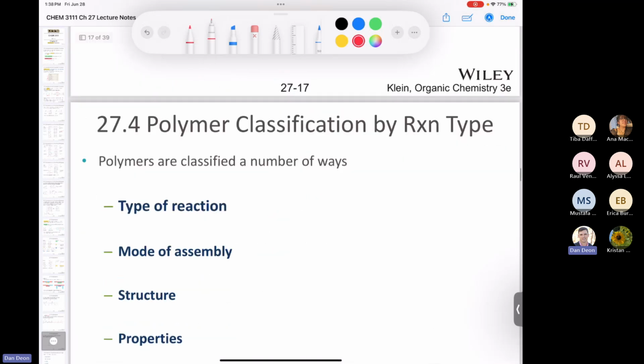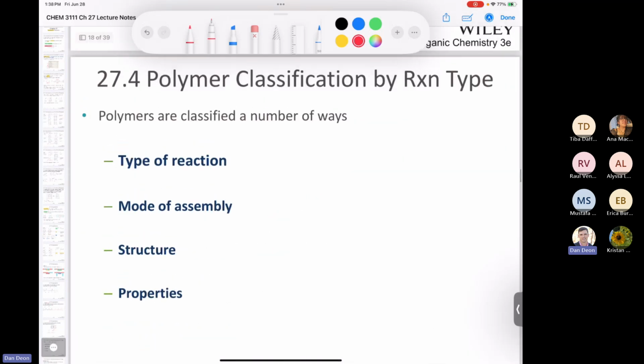Okay, so if we turn our attention to the next section, 27.4, it says here that polymers can be classified a number of ways. The first one is type of reaction. That's covered actually in 27.4, and we're going to go over that in detail. Mode of assembly, that's covered in section 27.5. Structure, that's covered in section 27.6. And then finally, properties is covered in section 27.7.